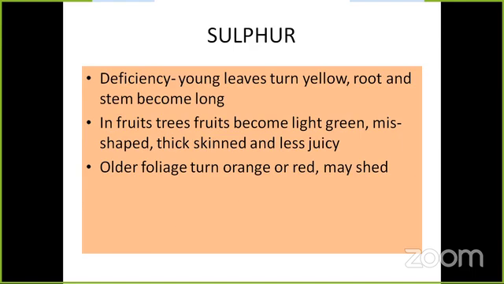In case of fruit trees, fruits will become light green, misshapen, abnormally shaped, thick-skinned, and less juicy. So fruit loses its quality. Older foliage turns orange or red and may get shed, that means drop. The chlorophyll will be absent, so it will turn orange or red. These symptoms are also not going to be the same in all crops, so we have to be cautious. We can't say this is the only symptom.